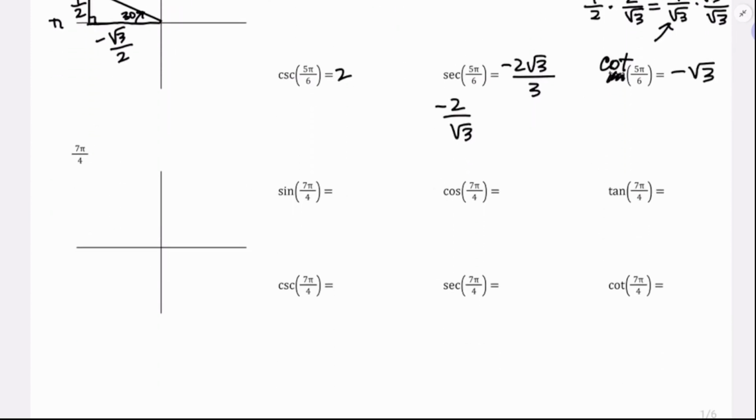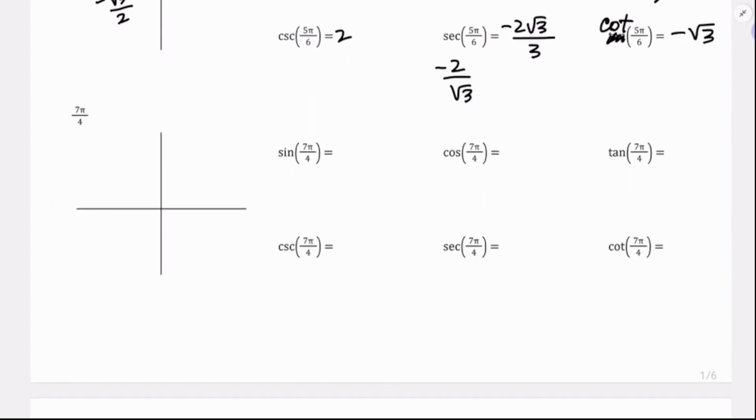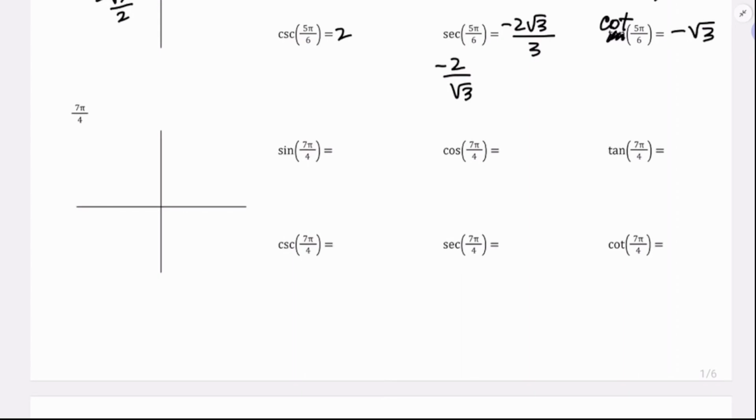Okay, 7 pi over 4. That's almost all the way to 2 pi, because 2 pi would be 8 pi over 4. So I'm going to say that's 8 pi over 4 minus pi over 4. And so I'm going to be going backwards from 2 pi by 45 degrees.